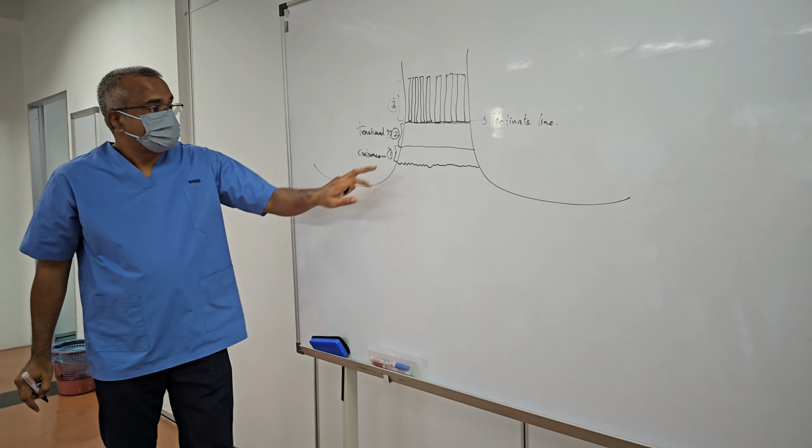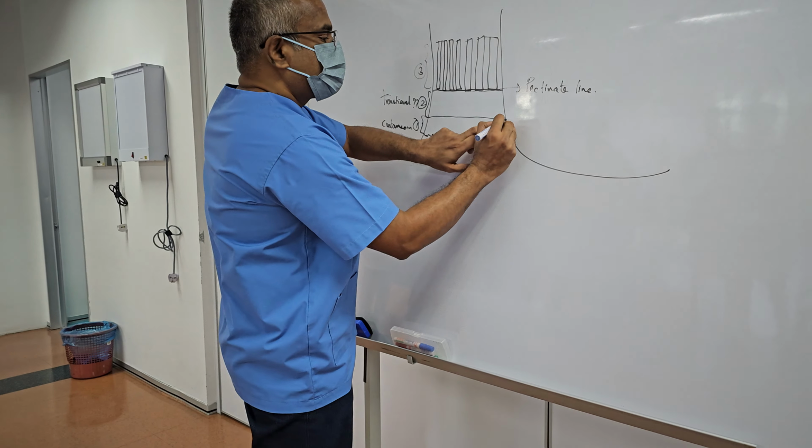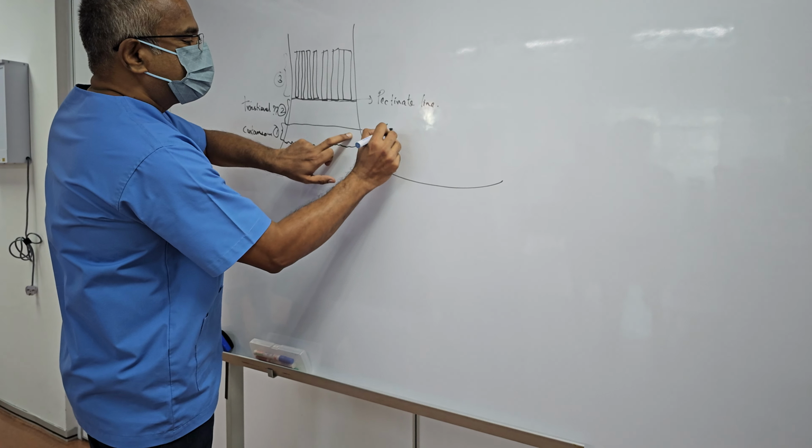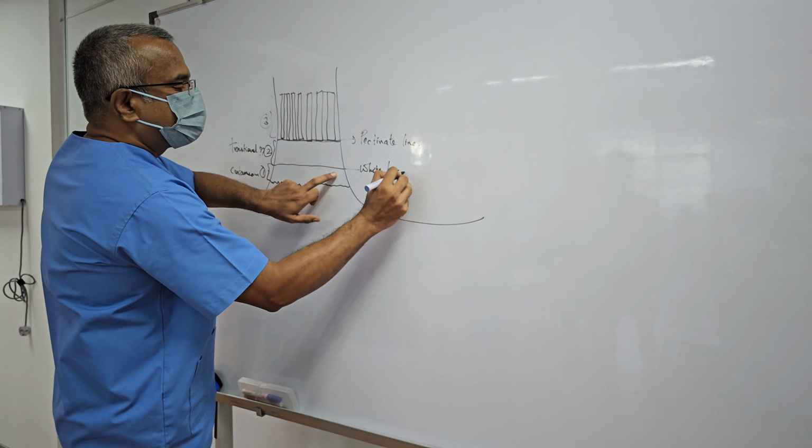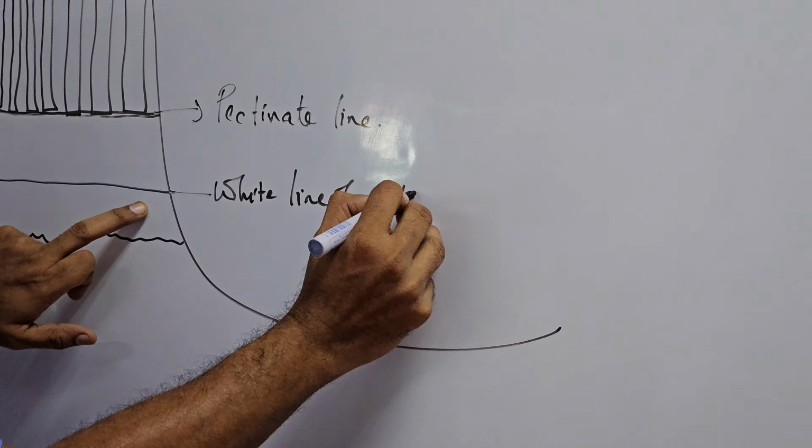Pectinate line. This line is also called the white line of Hilton.